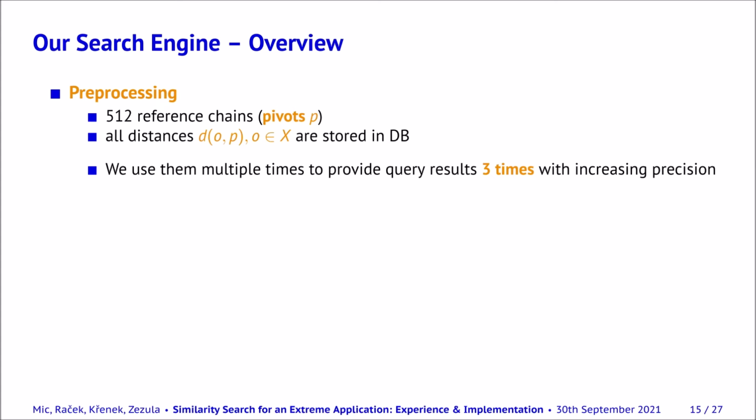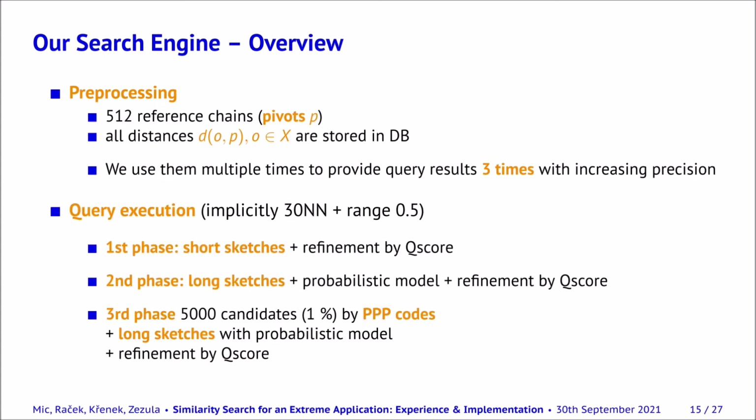We store this information in the database, and we use it up to 3 times during the query execution. Specifically, we provide users 2 times with the intermediate query results and then with the final results. We further speak about the phases of the query execution.